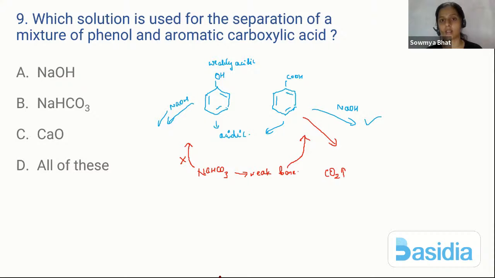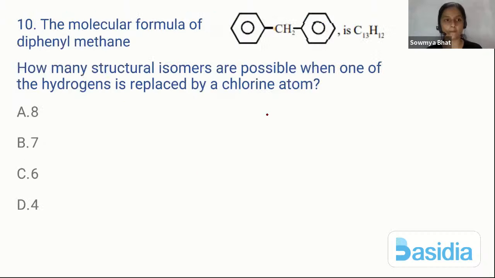So the H which is there here gets replaced by sodium and you're going to get the carbon dioxide which comes out in the form of bubbles, whereas the phenol is not going to react. So the correct answer would be NaHCO3, which can separate or distinguish between the phenol and the aromatic carboxylic acid. Even with soda lime, the mixture of sodium hydroxide and calcium oxide, both the substances, phenol and the carboxylic acid, can react. So the one which can distinguish is option B.